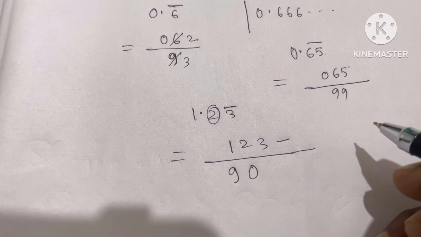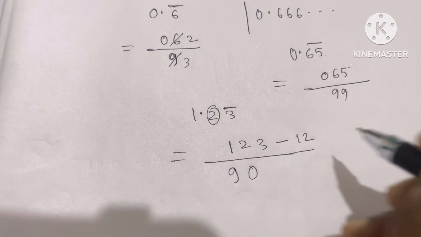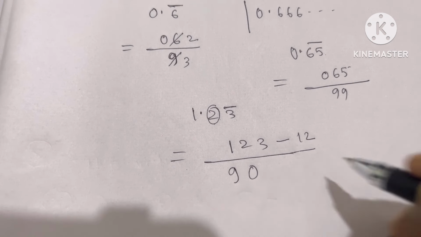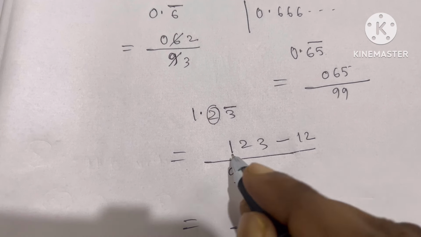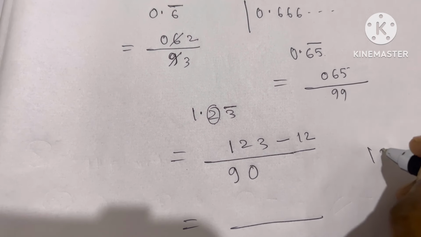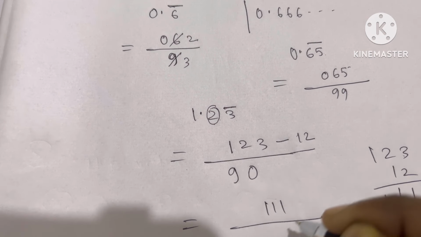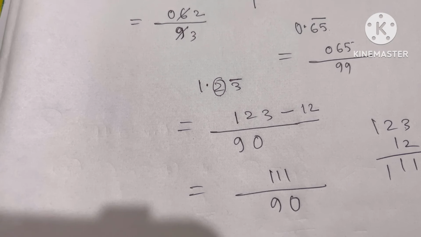Then we'll subtract the non-bar digits. So what are the non-bar numbers? 12. Don't write the point at subtraction time, because of the point, this 9 and 0 come. So the answer will be 123 minus 12. 3 minus 2 is 1, and 2 minus 1 is 1, so 111 by 900... 1 by 90. So I hope you understand my point.